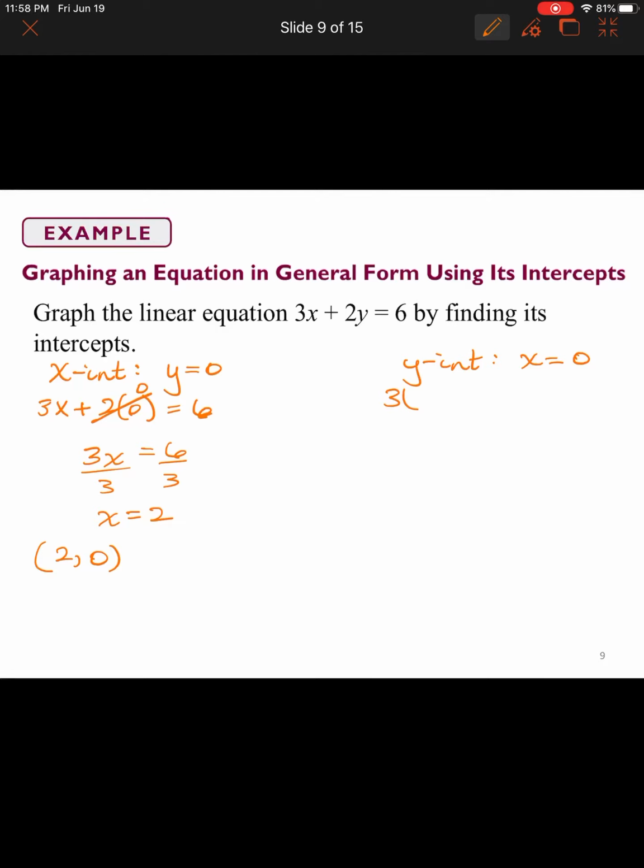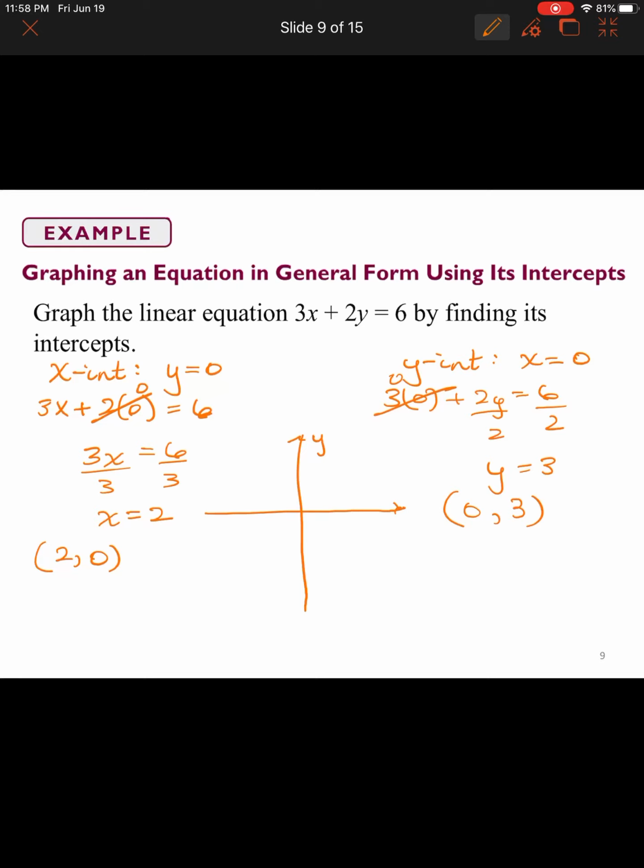Now the y-intercept, similar format, but this time your x value is 0. 2y equals 6. That piece there goes to 0. Now I'm going to solve for the y. And I have y equals 3. So my y-intercept is 0, 3. And the problem said graph it by finding the intercepts.